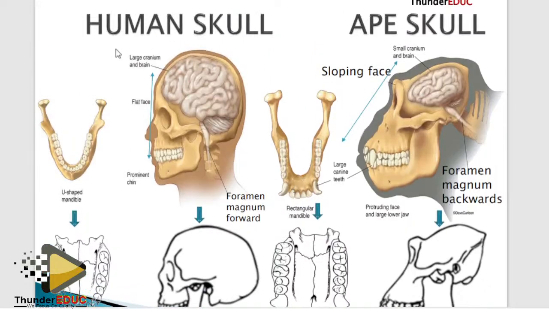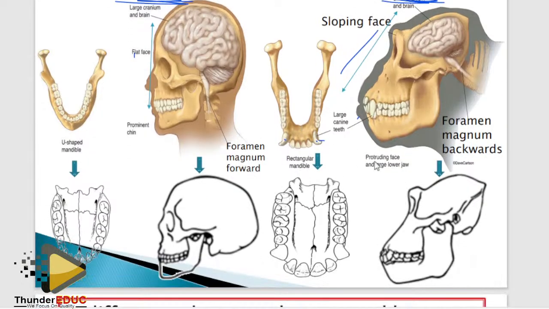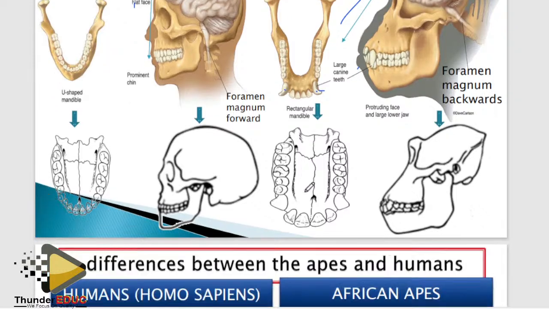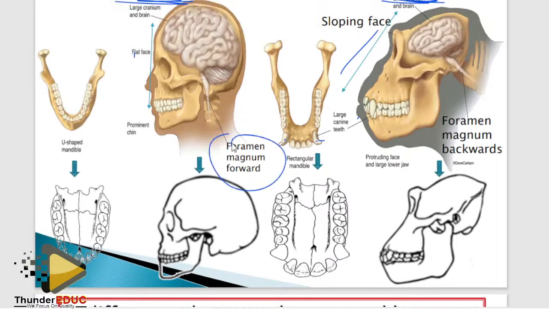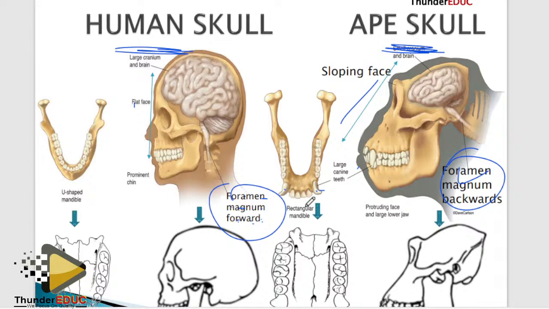Difference between the skull of human and the other primates. Please know them: sloping face versus flat face, the canines. I'm not going to talk about these too much, but there's something I need to talk about here. Position of foramen magnum: we say it is in forward position. We don't use any other word. In the other primates the foramen magnum is in backward position. Then prognathus, the protruding jaws.